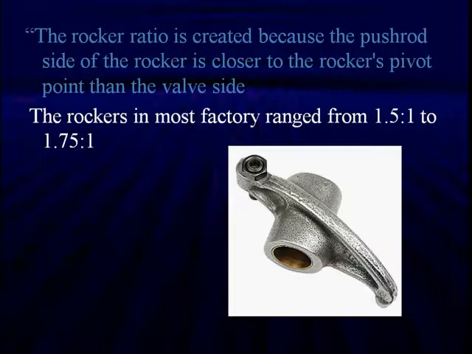The rockers in most factory operations range from 1.5 to 1 to 1.75 to 1 ratio, meaning we get more valve lift than we have CAM lobe lift.